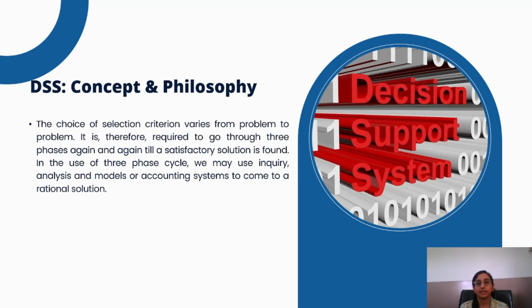A DSS is designed to assist in the decision making process. It's important to understand that a DSS supports decision makers but does not always make decisions on its own. Here are some key points to consider: the DSS provides valuable insights and data, but the final decision is still made by a human. The system helps by offering information, options, and recommendations, but it doesn't replace the decision maker.